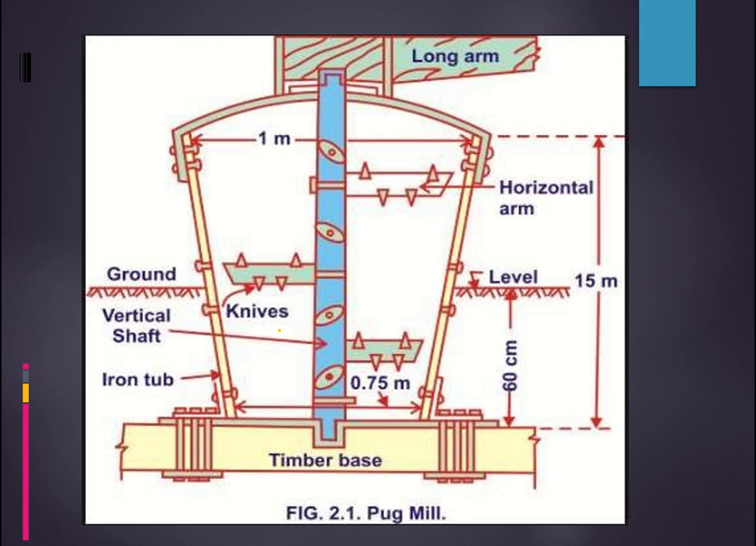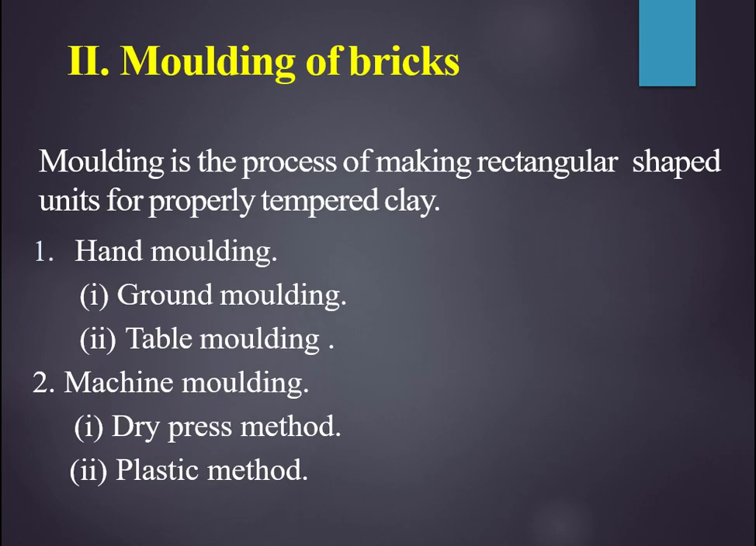Whatever amount of clay you put into this pug mill, you can get around 1500 bricks from it. Once the tempering action is done, our clay is ready to go into the molding process. So the second step is molding of the bricks.